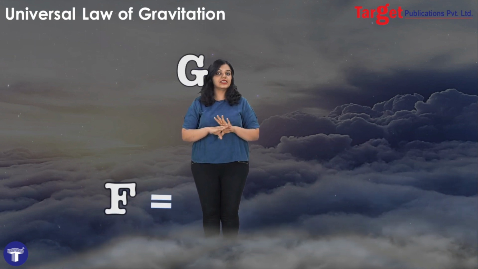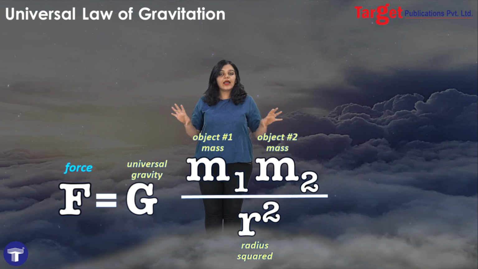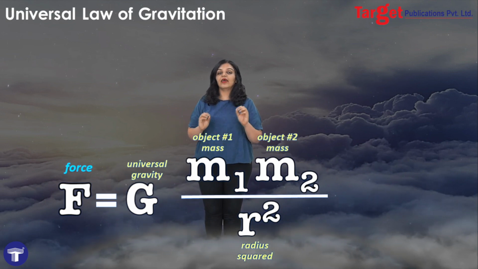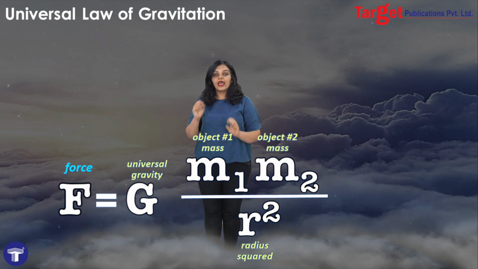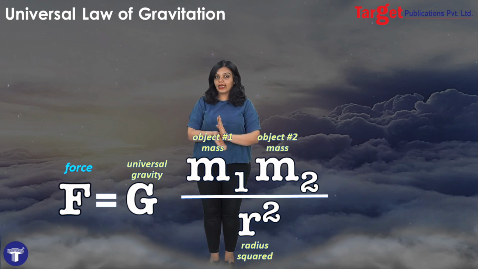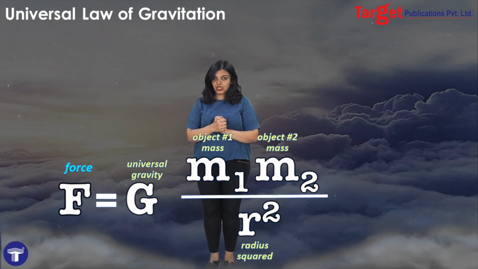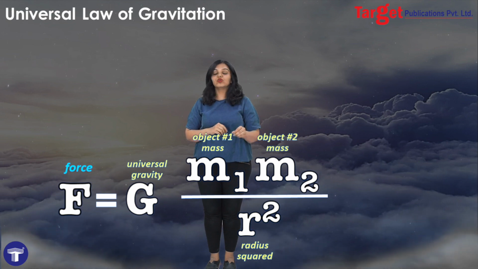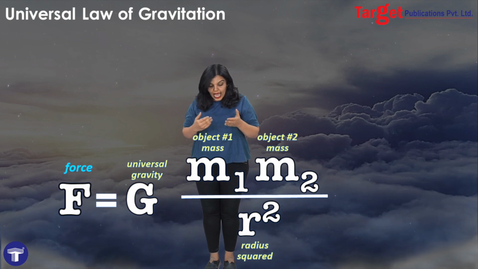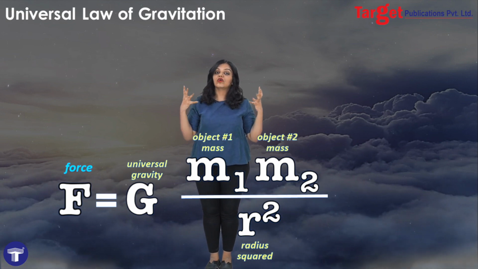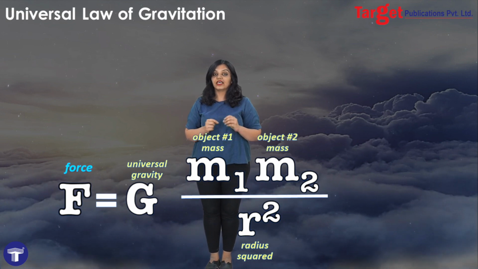Here I have written it down in its scalar form. I'm only talking about the magnitude of the force, and it is given by G m1 m2 by r square. F is the gravitational force between the two objects of mass m1 and m2. G is the gravitational constant. m1 is the object of mass m1, m2 is the object of mass m2, and r is the distance between them. Essentially, if they are spherical objects, the distance between their centers.